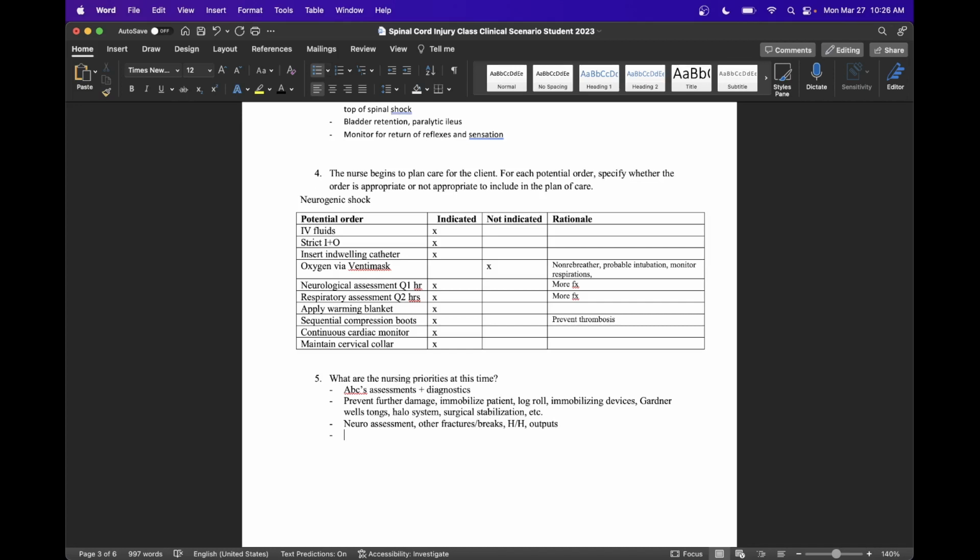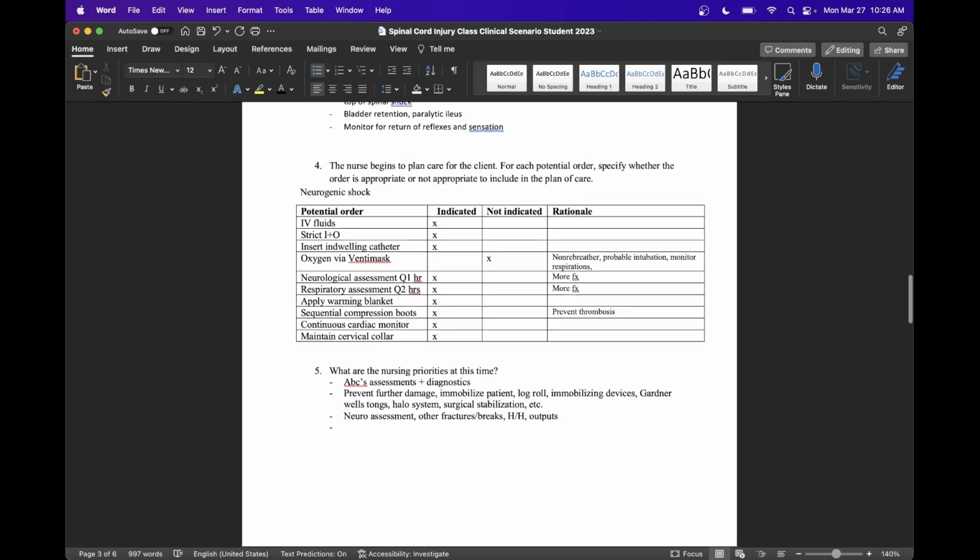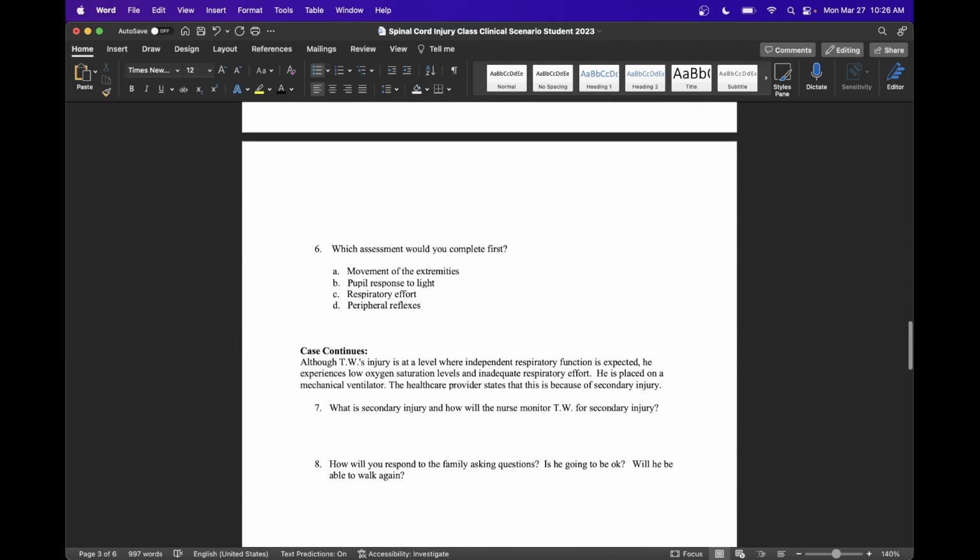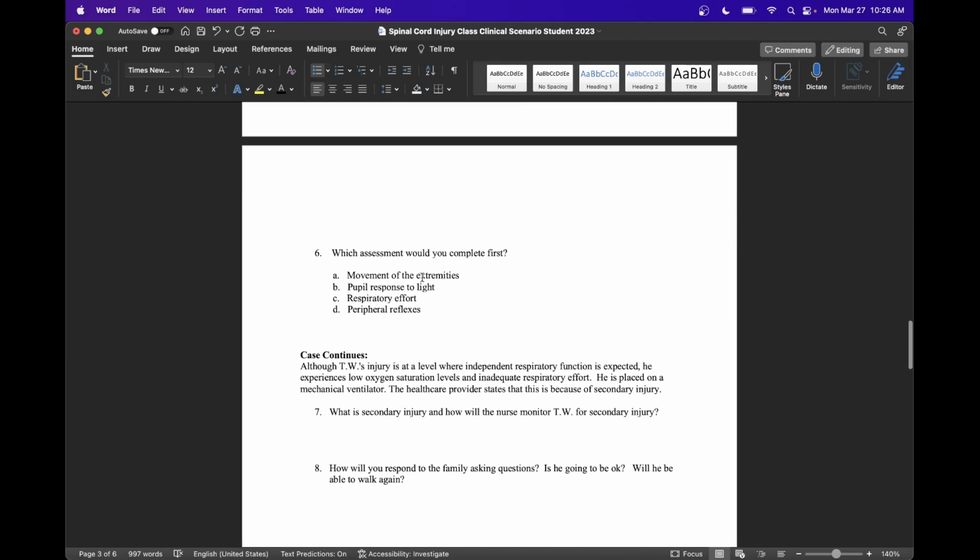How do you think the patient might be feeling? Pretty scared. Very scared, very anxious. Okay. Do we want to monitor for any signs and symptoms of those complications? That's slide 25. We come back to our case. So a lot of priorities. Number 7, which assessment would you complete first? Respiratory. Any other options?